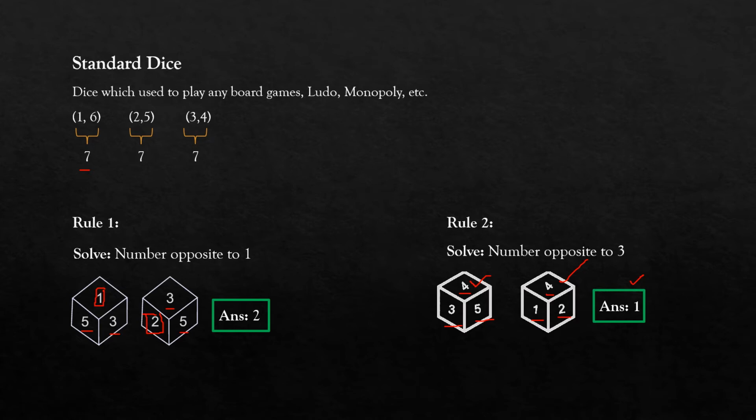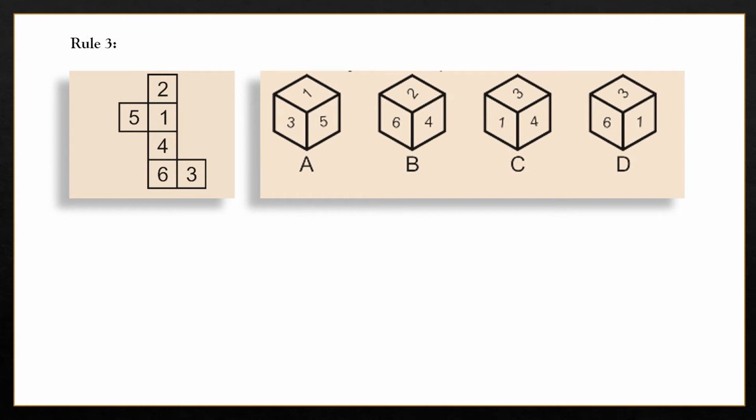Let's check out the third type, which can be slightly tricky, so I would request you to pay a little bit more attention there. So let's move on to the third type of questions. In the third type, you have an open dice and the question will ask you, if you fold this figure, which dice truly represents this open dice figure.